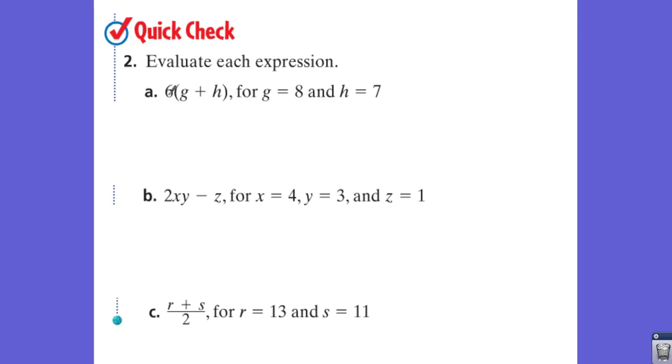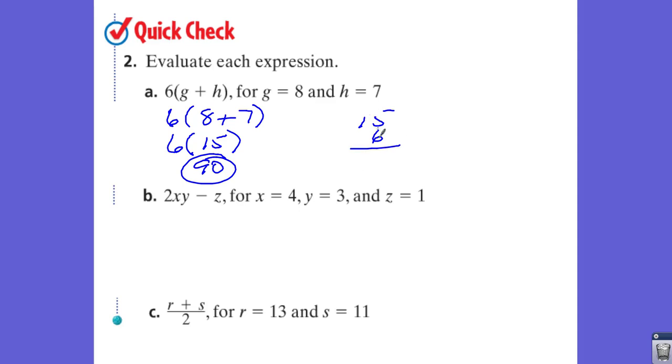So this one says I'm going to take 6 and I'm going to multiply it by the value of g plus h. So we've got 6 parenthesis, g is 8, h is 7, so that's going to be 6 times, and then 8 plus 7 is 15. So 6 times 15 should give us 80. I believe that's right. Nope, excuse me, should give us 90. And if you need to, you can come over to the side and multiply that out. 6 times 5 gives us 30, and then 6 and 3 gives us the 9.